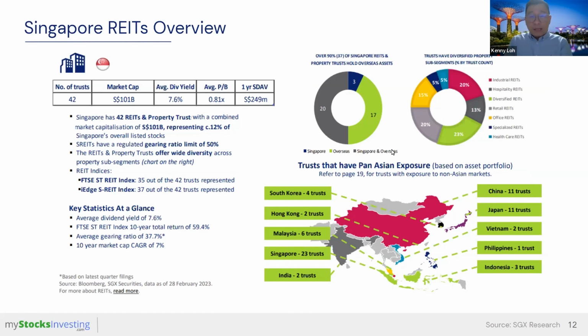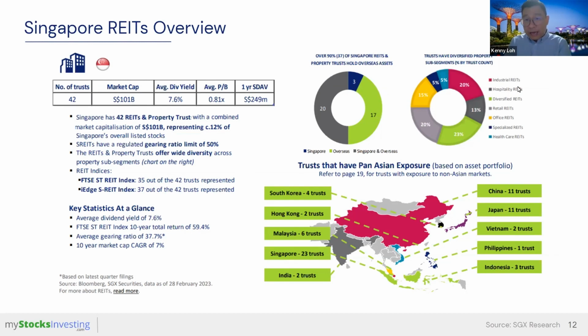Okay. And investing in Singapore REIT itself also offers the investor a very diversified kind of property investment. Although the REIT is listed in Singapore, if you look at this pie chart, there are only three REITs with 100% property in Singapore. Majority of the REITs have overseas property. So if you are looking for an opportunity to invest in property in Australia, UK, US, Germany, or those other places, you do not really need to physically go there, because in Singapore itself, you can access those overseas properties through REIT.